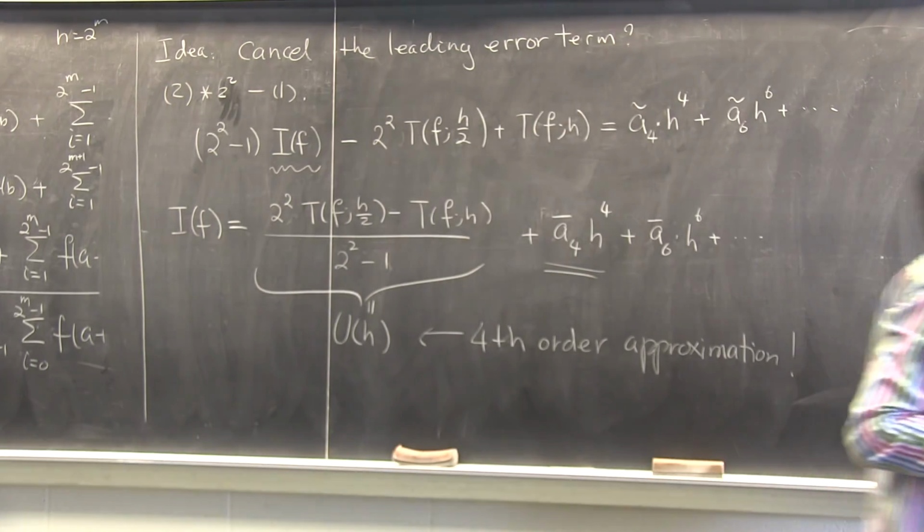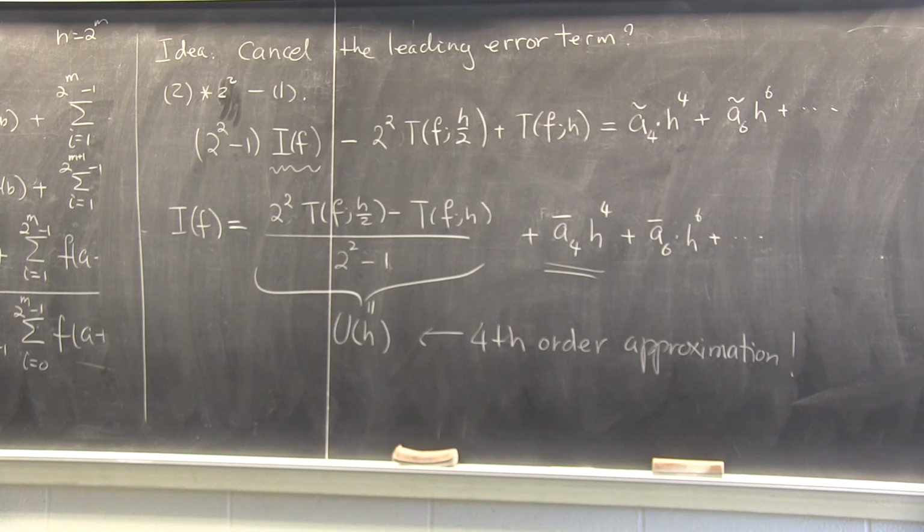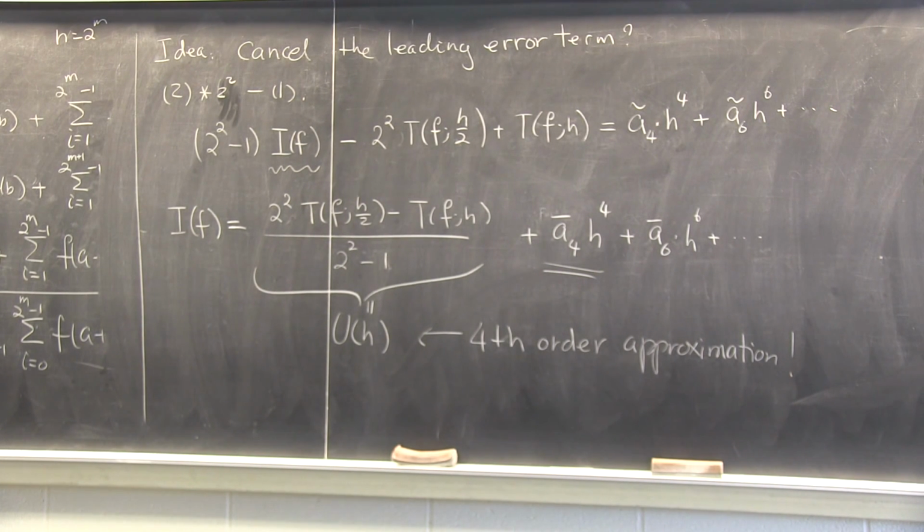Wow, that's the same as Simpson's, isn't it? Simpson's is only 4th order. All I did is save the previous trapezoid result, and then do this manipulation. It bumps up 2 orders. Is that clear?